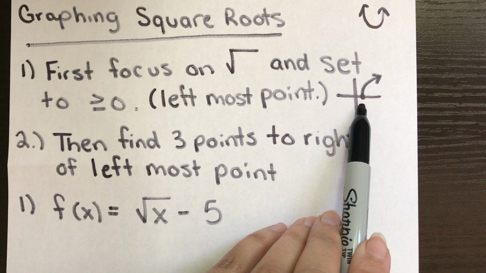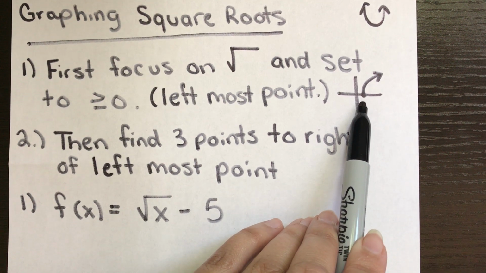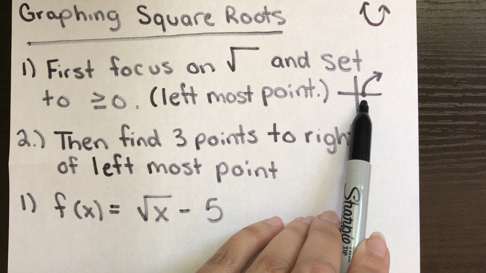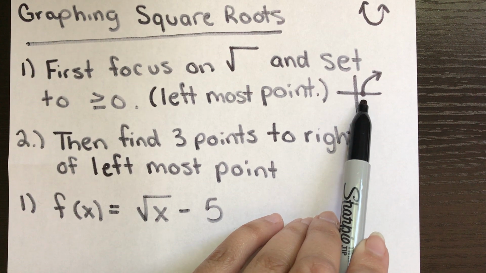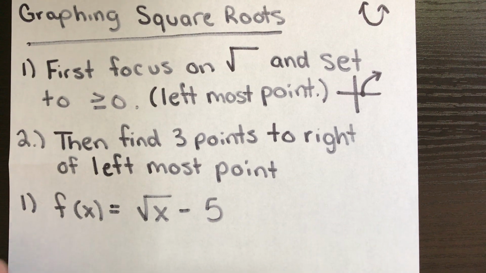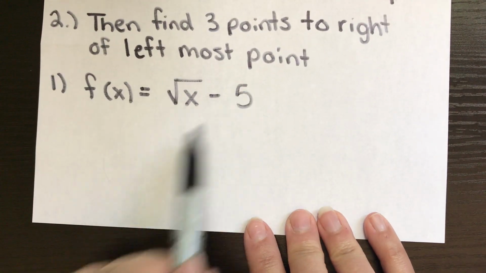If this was x is 1, I wouldn't want to choose 0 to plug in because that's smaller than 1. If this x value right here was 4, I could choose things like 5, 6, 7, 8, 9, 10. If it was 4, I would not want to choose 3, 2, 1, or 0 because that's to the left. So just so you know. All right, so let's look at one together. So this is the original.